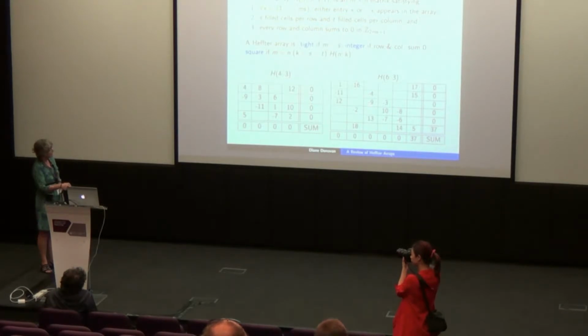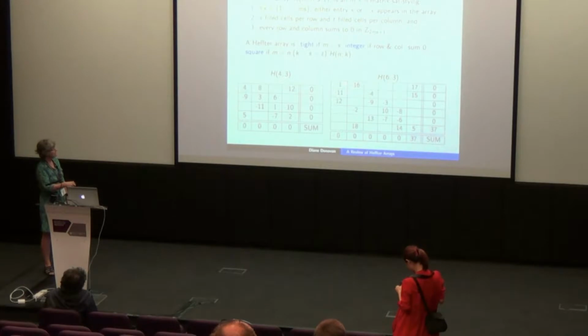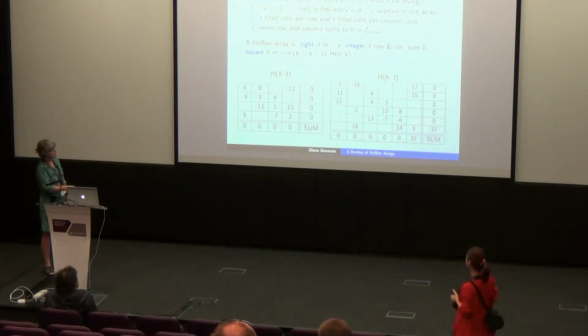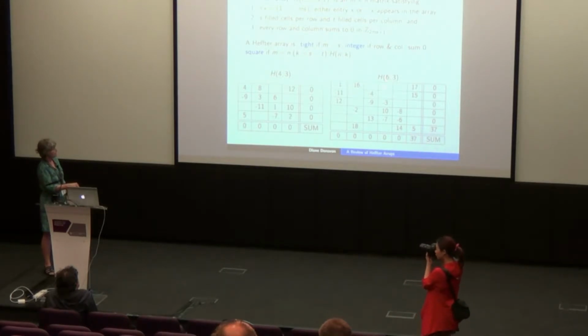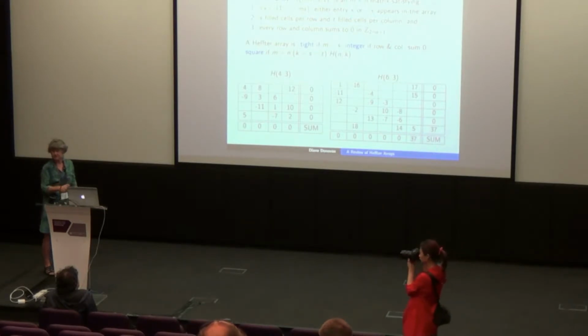This over here is once again a square Heffter array. It's a 6 by 6. K again is 3, so we have 3 entries per row and column, but it's no longer integer because if you look at the last row and the last column, the sum is not 0, but it is 0 modulo 37: 3 6s are 18, doubled is 36, plus 1 is 37. So that's the definition of Heffter arrays.